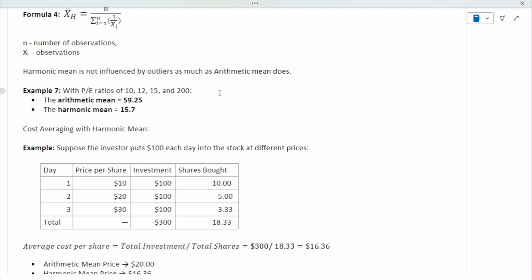It tells us how much you pay for $1 of earnings of a company. If it's 10, it means that you pay $10 for $1 of earnings of the company. Here, let's calculate arithmetic and harmonic mean for this data set.